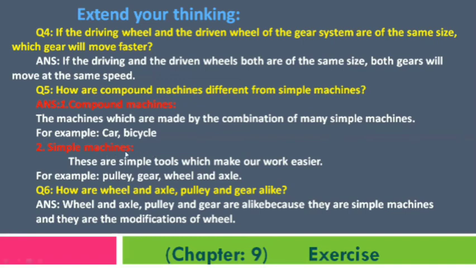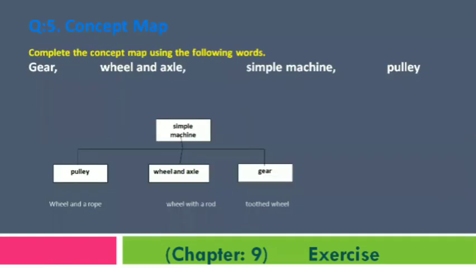Simple machines are the simple tools which make our work easier. Any tool which we want to use for our work is a simple machine, like a pulley, gear, wheel and axle, which we have studied in this chapter. The last question: how are wheel and axle, pulley and gear alike? Why are they alike? What is common here? Yes, they are simple machines, and they are modifications of the wheel. All are derived from the wheel, but they are different forms of the wheel.